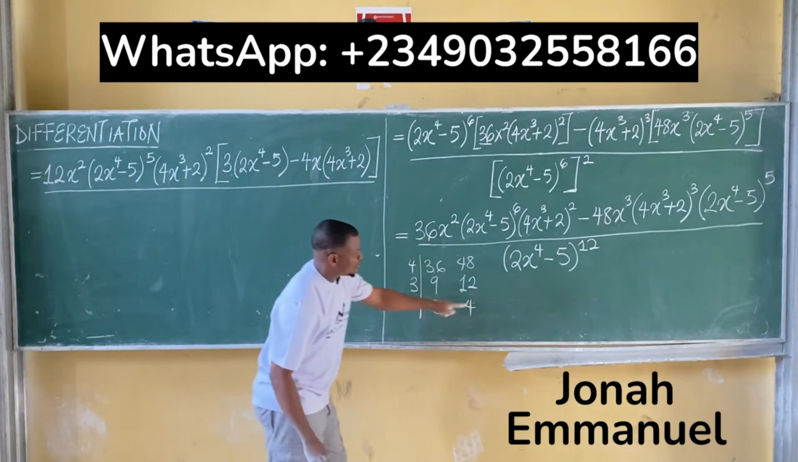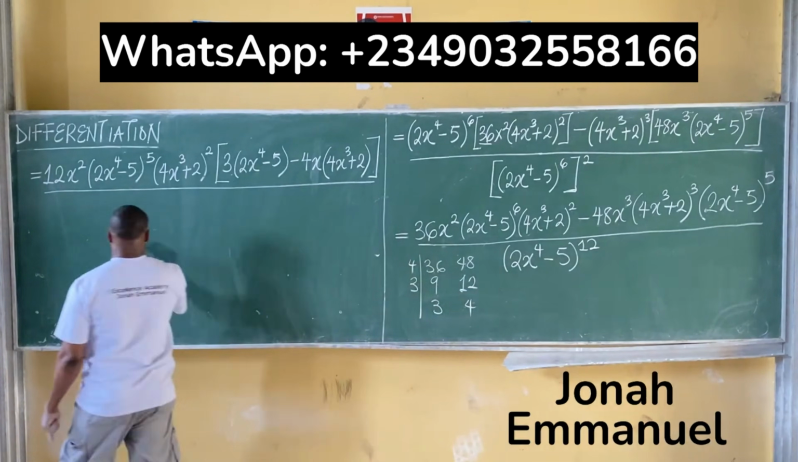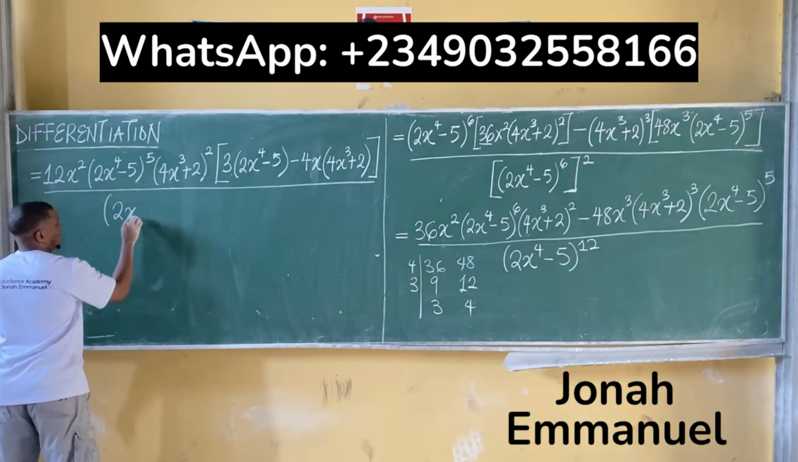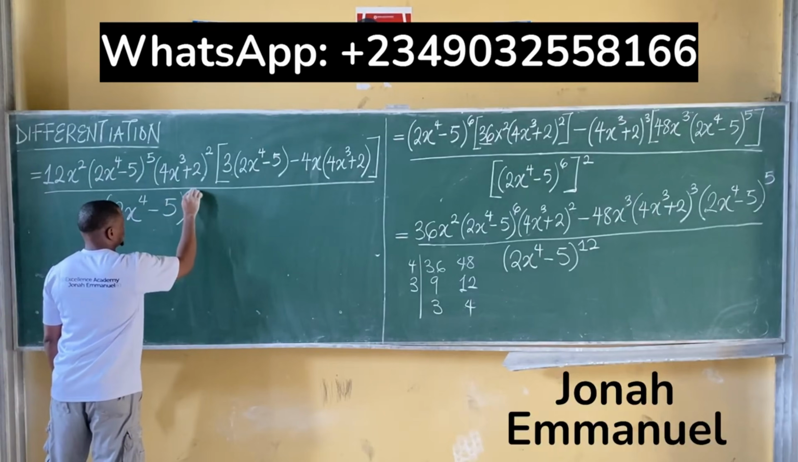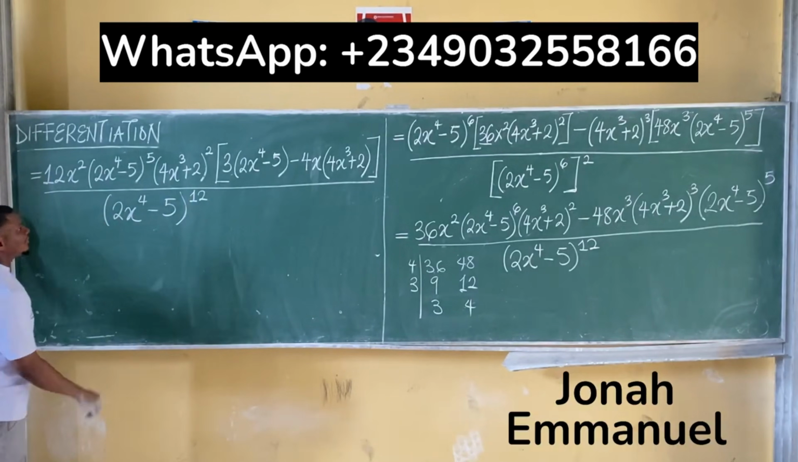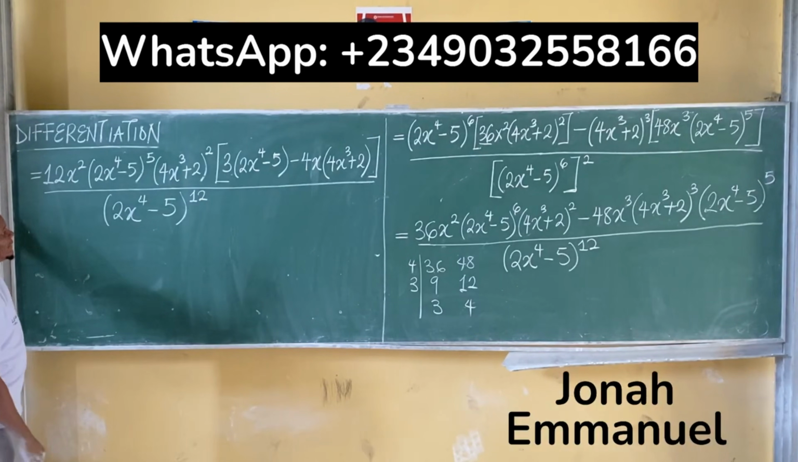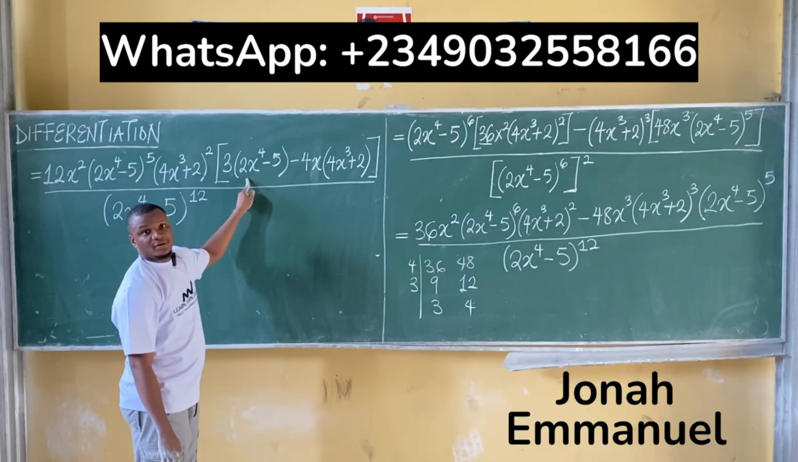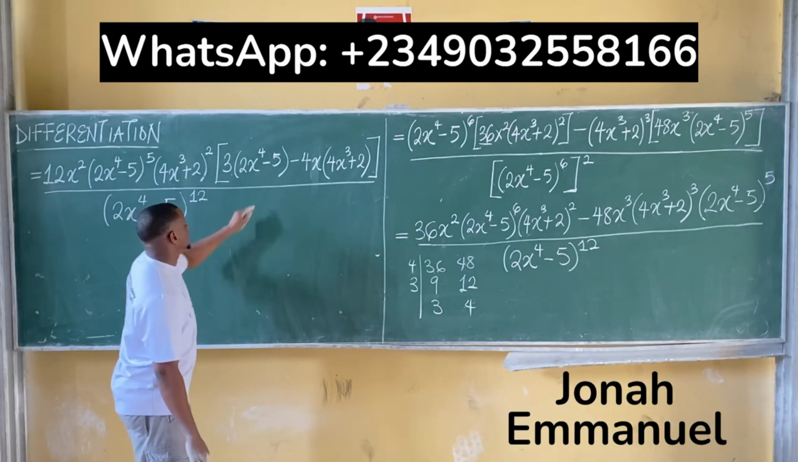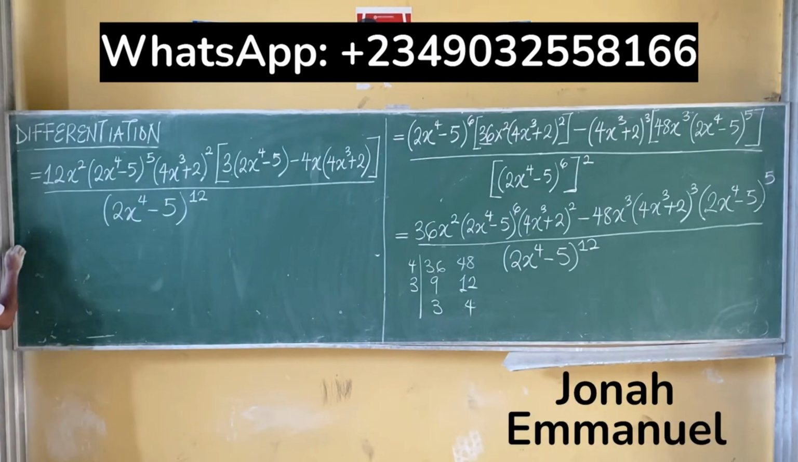All over, what do you have here? 2x power minus 5 power there. 12. All right, let's see this. This one can be expanded, right? Yes, now. Because the powers are normal, so it can expand. So this is equal to, what do you have there?